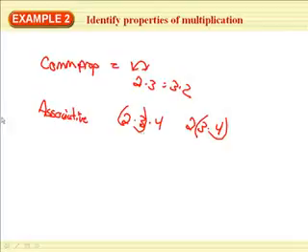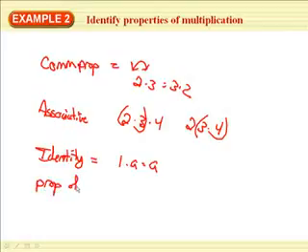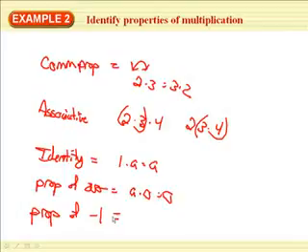The identity property means you take anything times 1. We have the property of 0, which basically says anything times 0 is 0. And then we have the property of -1. The product of a number and -1 is its opposite.